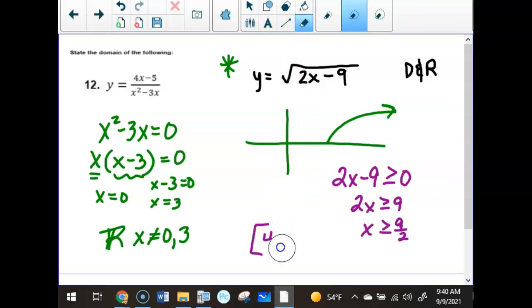I'm just gonna leave it 9 halves. If you wrote 4.5, it wouldn't be wrong. Okay, 9 halves and up. And it actually can include 9 halves. If I put 9 halves in here, I get the square root of 0, which is 0. Okay?